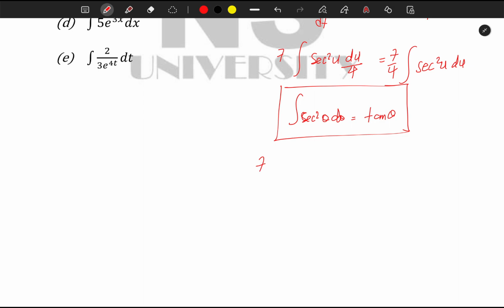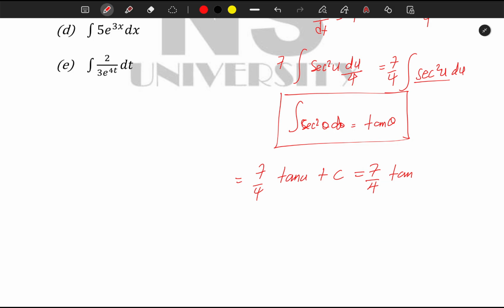So we get 7 over 4. The integral of this gives us what? Tan u plus c, which will give us 7 over 4 tan. What was u? u was 4x, so we put 4x there plus c. Just like that. We ought to go, ladies and gentlemen.